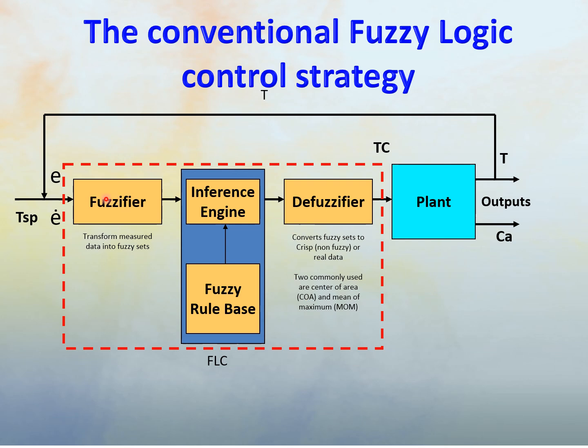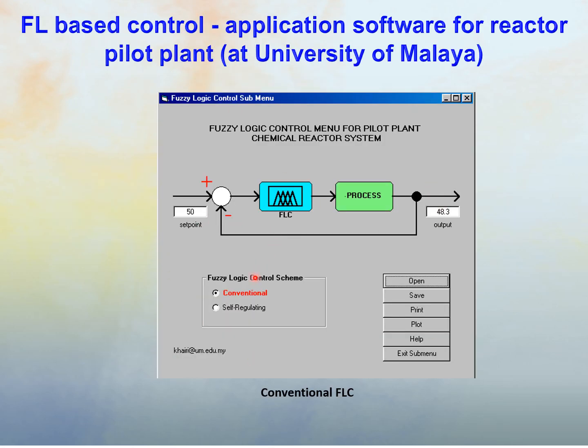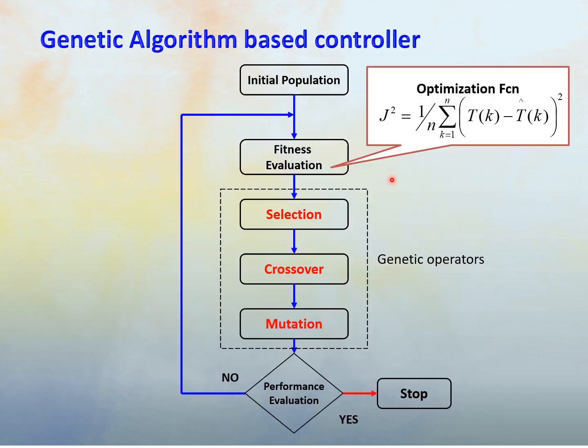The controller is made up of this structure, the fuzzifier. You convert the normal data into fuzzy sets, and then you use the fuzzy rule base just now. If this happens, what happens? If this happens, what will you do? And then this is defuzzified to convert it back to the actual data. We call it the actual data that goes into the plant. It works on the actual data, not on the fuzzy data, using the center of area or mean of maximum method. You have a software, you can use it for the conventional or adaptive method for FLC. You develop a software, you can use the software in.